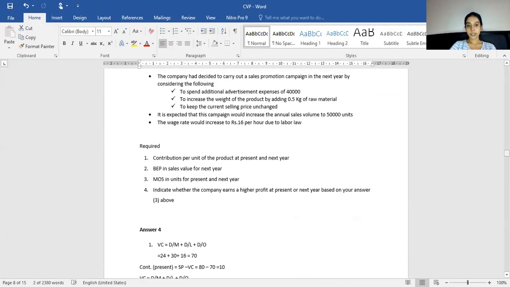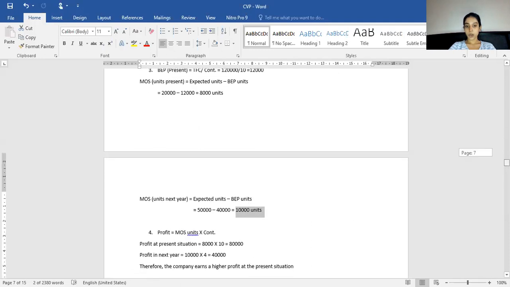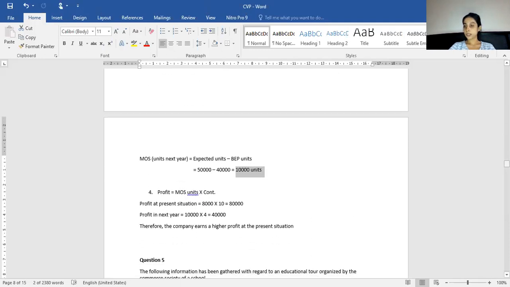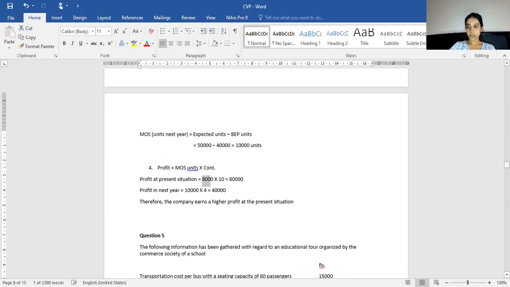And then we have to indicate whether the company earns a higher profit in the present situation or the next year, by taking into consideration this campaign related information. So how do we calculate the profit for the present situation? Another simple equation to calculate the profit would be margin of safety units into contribution per unit. Using this, we can easily calculate the profit. Present situation, we calculated the margin of safety as 8,000 here, under the previous requirement.